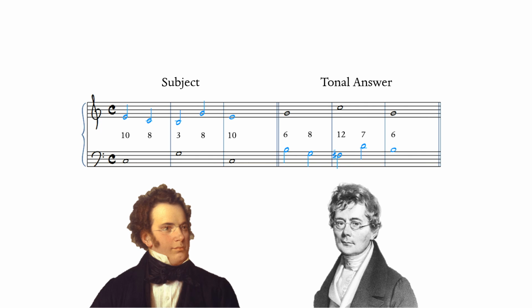Zector advises Schubert to adjust the countersubject like this, so that we get the same harmonic intervals between the two voices that would have occurred if the subject were real instead of tonal. That sounds like this.